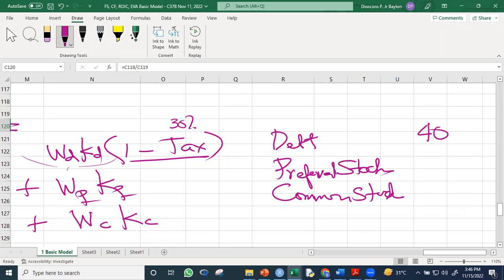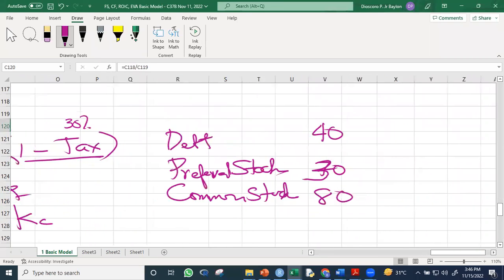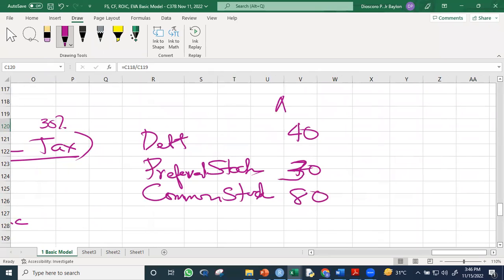And then common stock. Let's say this is 70 na lang. And then napalikan ko 30. And then let's say we have 80, for example. Okay, so this is the amount, no? Amount ng debt, 40. Amount ng preferred stock, 30. Amount ng common stock, 80. So the total of this is 150.